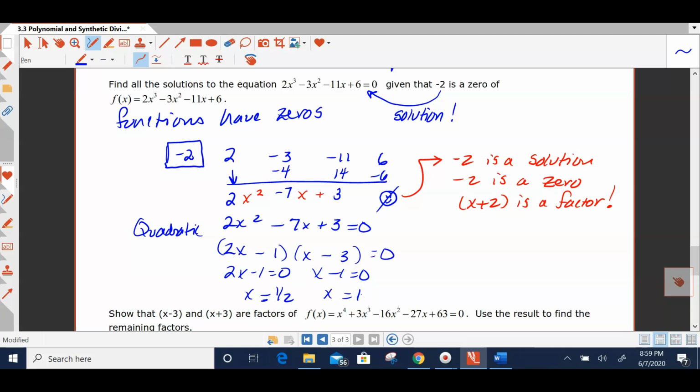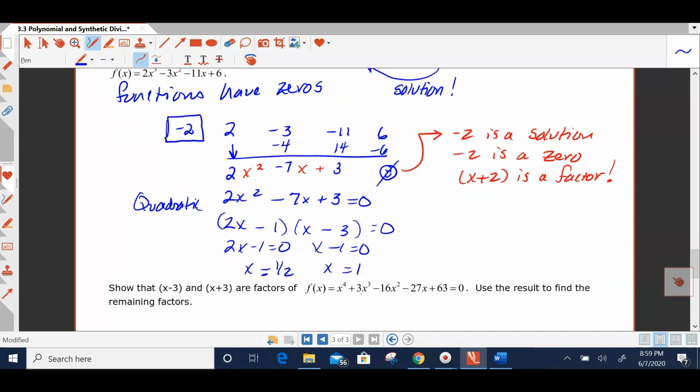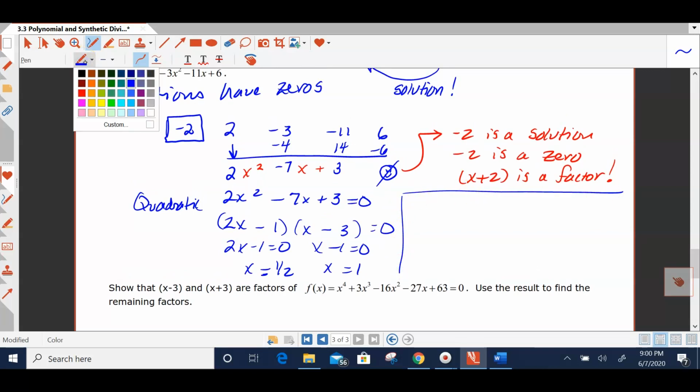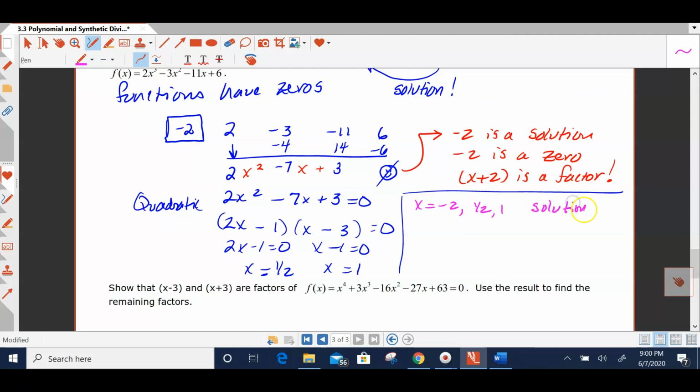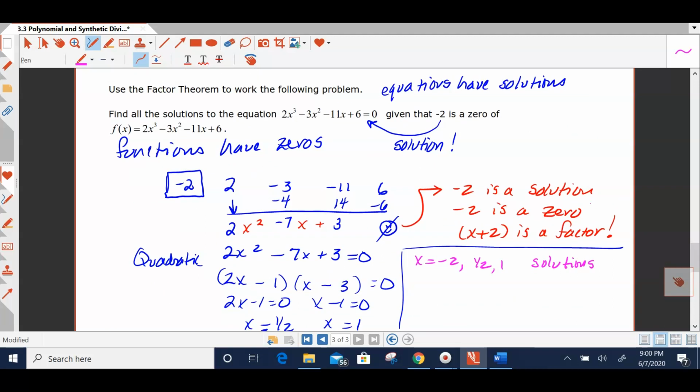So let's look at what we now know about this problem. Let's just review everything that we know about this. I think I want pink, just in that kind of mood. All right, here is what we know. We know that x equals negative 2, 1/2, and 1 are all solutions. They're solutions to the equation here.